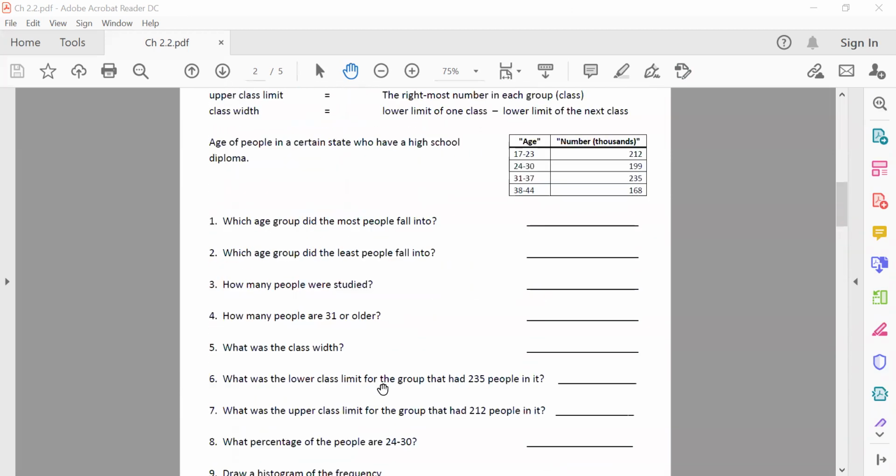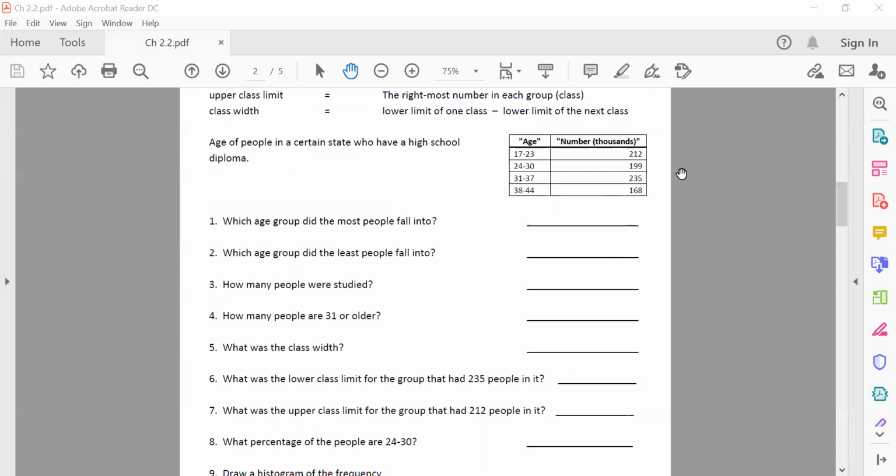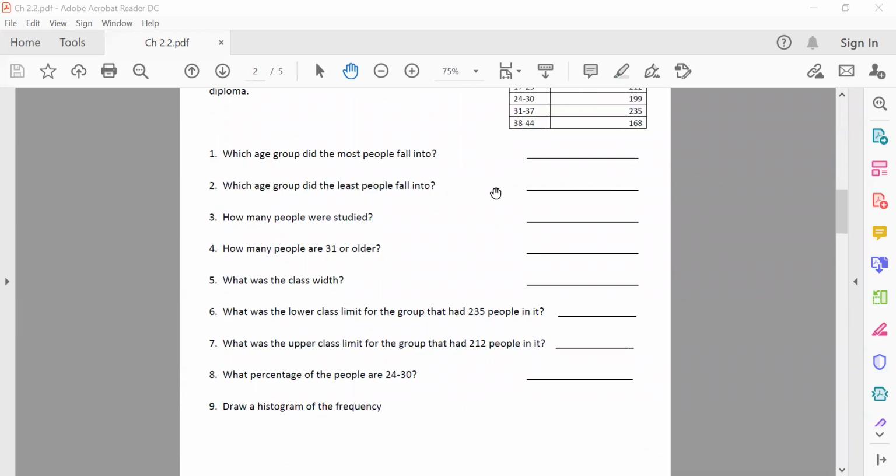One last note I'll make about this is, say you were just given a bunch of data, and it's all the ages. It's 17, 23, 23, 35, 37, 42, 41, 38, 25, 25, 26, 31. You're just given a bunch of data like that, and you had to create your own frequency distribution for it and make a histogram out of that.